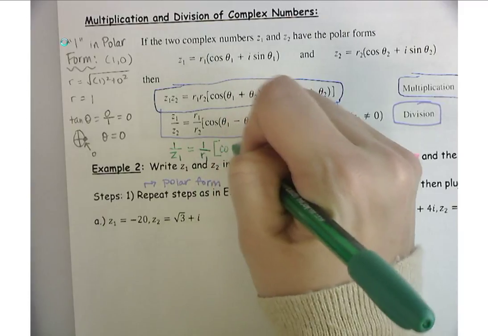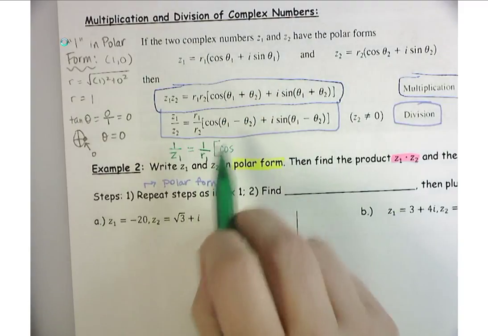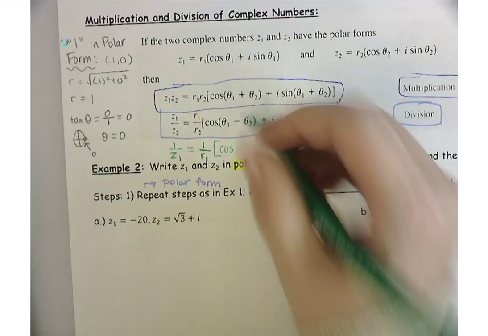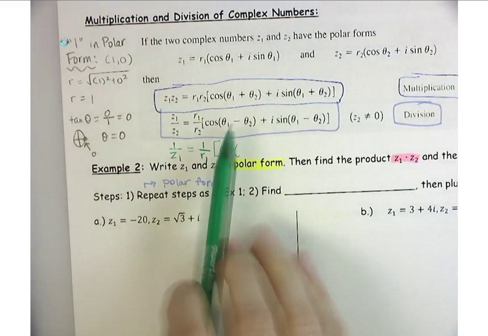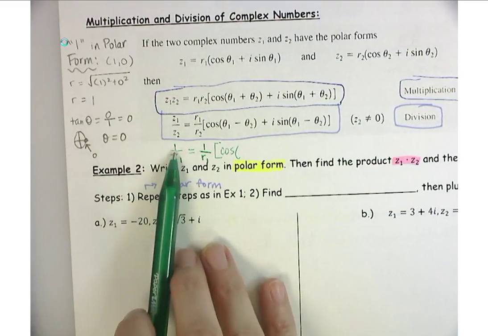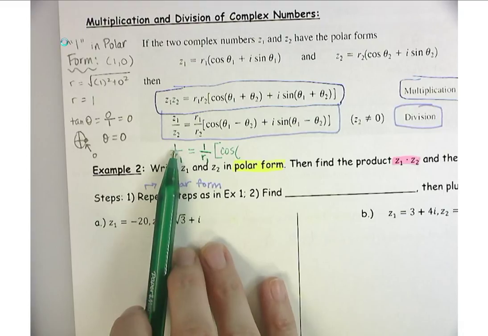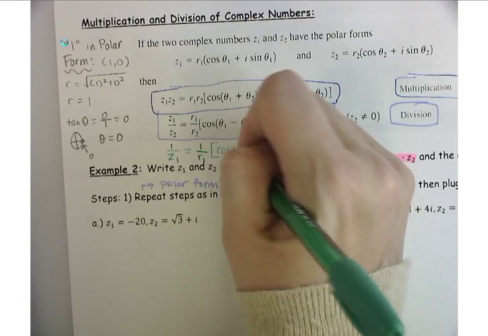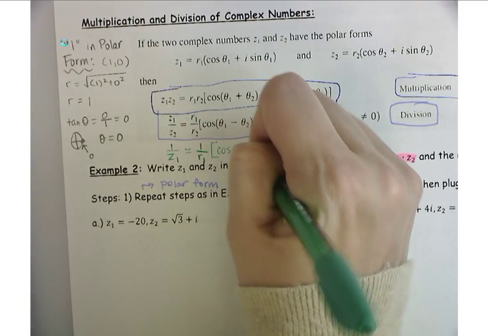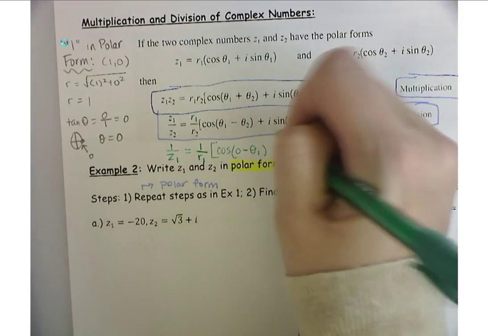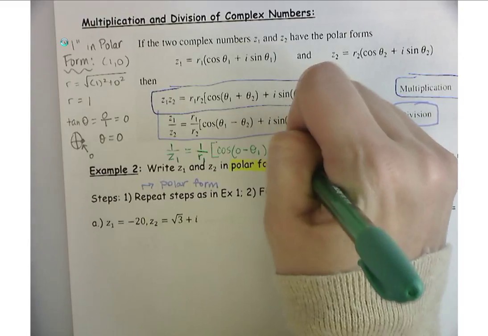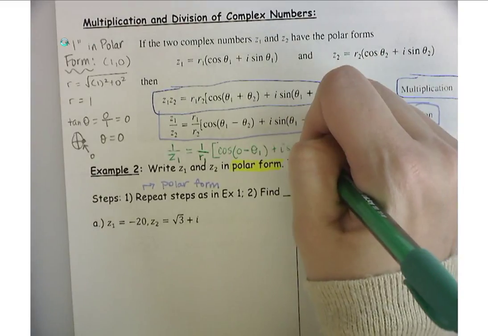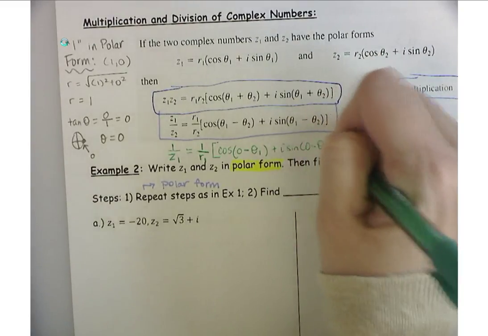Okay, and then we have the cosine, which is usually theta sub 1 minus theta sub 2. But now, remember, your first theta relates to 1. So if my first theta relates to 1, my theta was what? 0. So this is 0 minus theta sub 1 plus i sine of 0 minus theta sub 2.